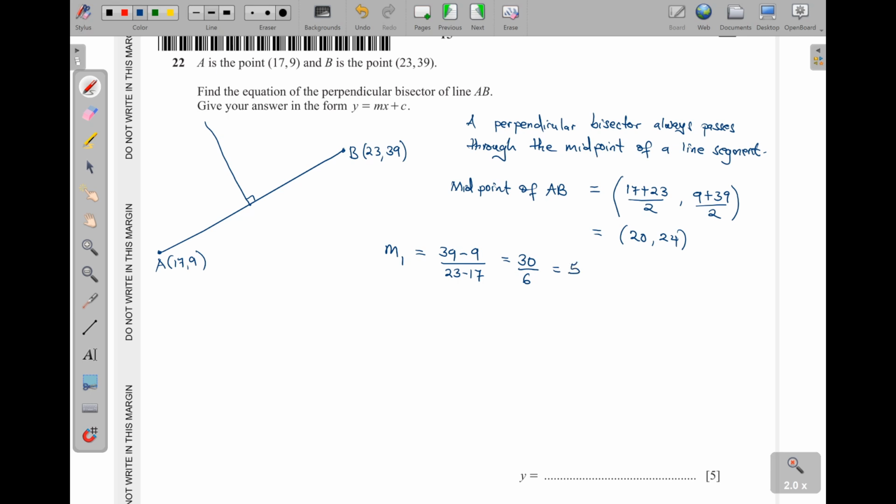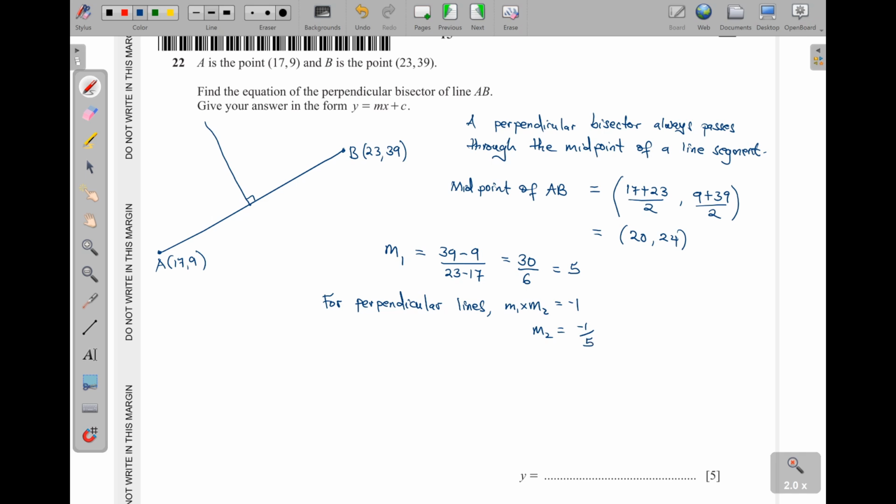Now, for us to get the equation of a line, we must get the gradient and also at least one point through which the line passes. But we know that for perpendicular lines, M1 times M2 is equal to -1. The product of the gradients of the two perpendicular lines is always equal to -1. So that means our M2 is going to be equal to -1 over M1, which is 5.